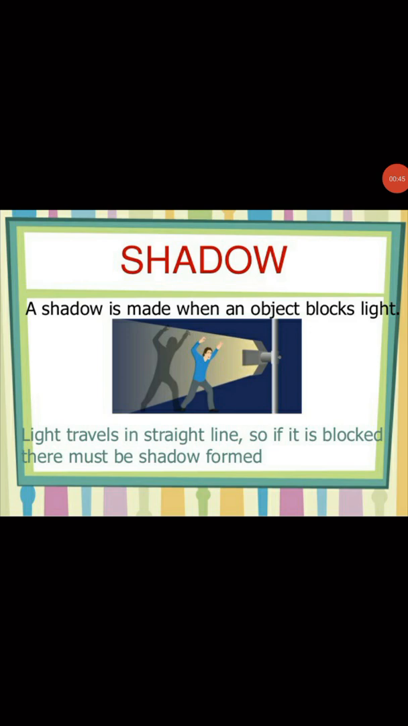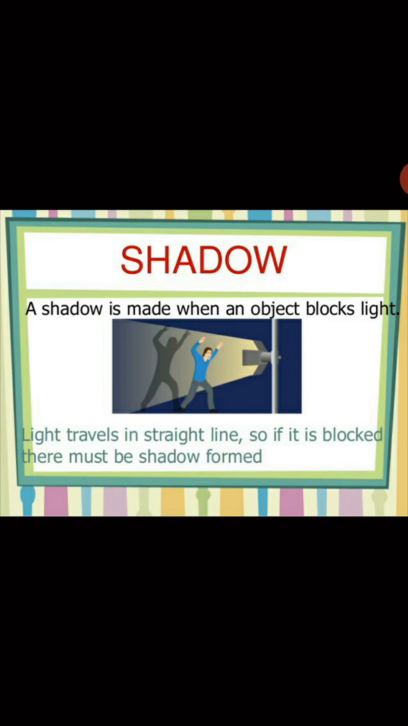How is a shadow formed? When light is falling from an object, and if you try to block this light, you will get a shadow. As you know, light travels in a straight line. You need an opaque object to block the light. So when you're blocking the light, a shadow is formed.